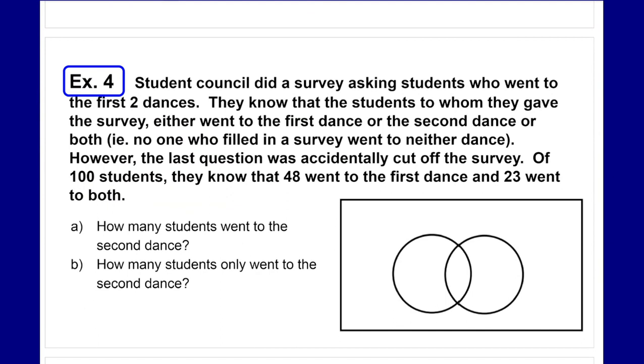Next scenario. Student council did a survey asking students who went to the first 2 dances. They know that the students to whom they gave the survey either went to the first dance or the second dance or both, which means that there is no one that filled out the survey who didn't go to either. However, the last question was accidentally cut off the survey. Of 100 students, they know that 48 went to the first dance and 23 went to both. So we need to figure out how many students went to the second dance and how many students only went to the second dance. So there's two parts to this.